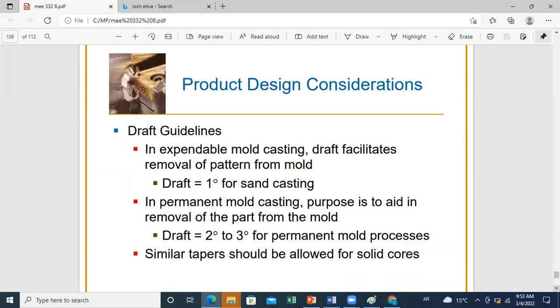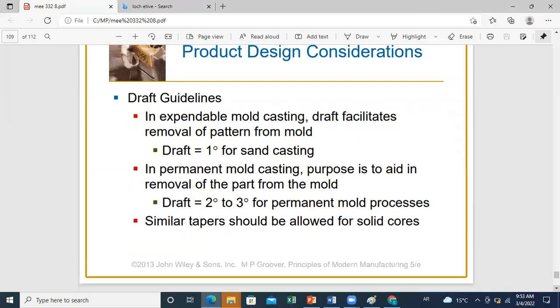Now, let us see an example of how we can alter the final design in order to avoid such problems. For example, in expendable mold casting, draft facilitates removal of the pattern from the mold. So you can do a draft of 1 degree or 2-3 degrees, depending on the application, to facilitate the removal of the pattern. We'll see this in a figure.